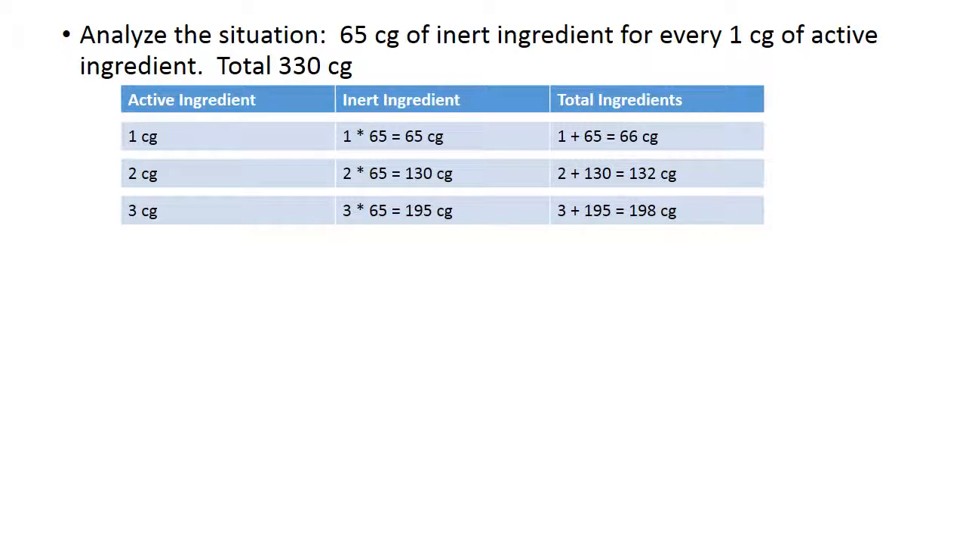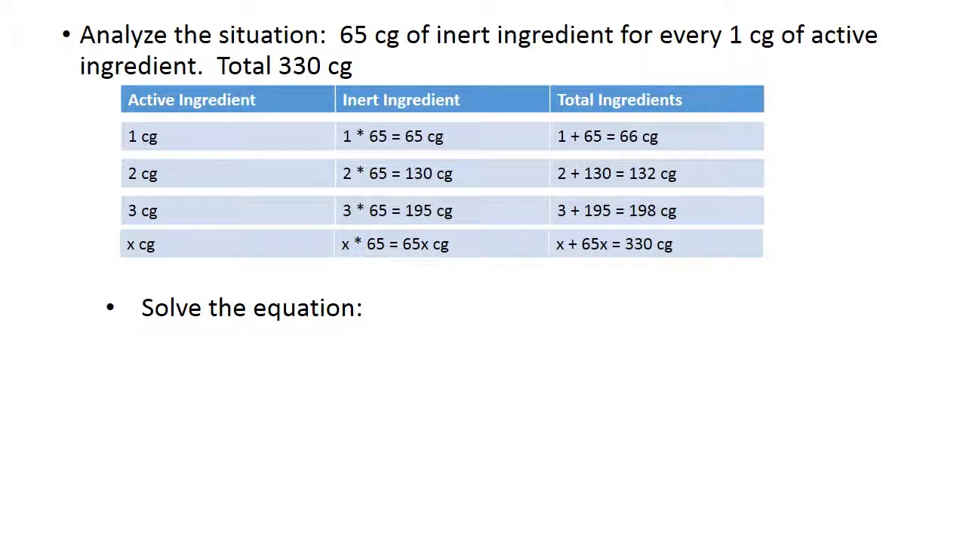All right, one more. If I have 3, well, it's 3 times as much. So if I got 3 active, I'll have 3 times 65, or 195 of the inert, for a total of 198, 3 plus 195. Okay, now let's go to, well, we don't know how much active we've got. So we'll put in the variable x. So x is representing how much of the active ingredient. Well, if we have x active, then the inert has to be x times 65, or 65x. So now my total ingredients, add your first and second columns again, x plus 65x, and we're told that it is a total of 330.